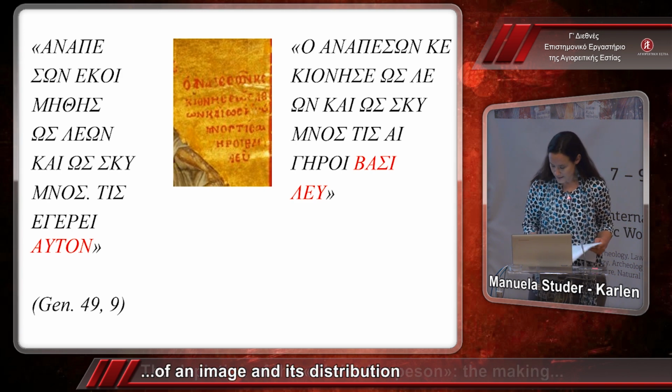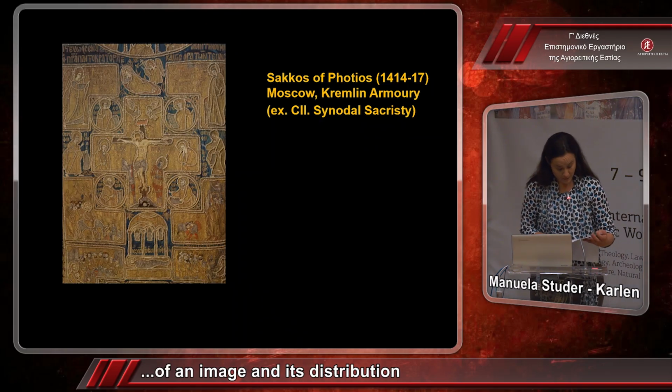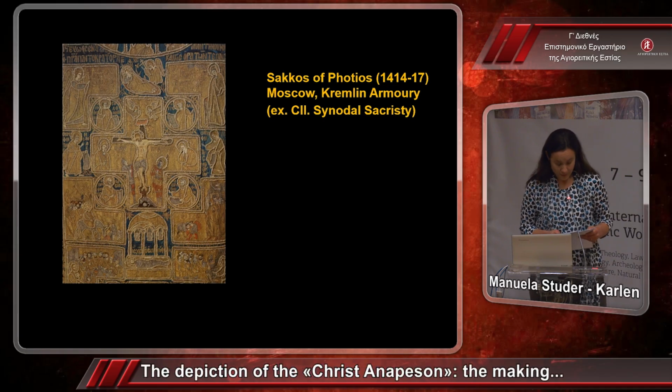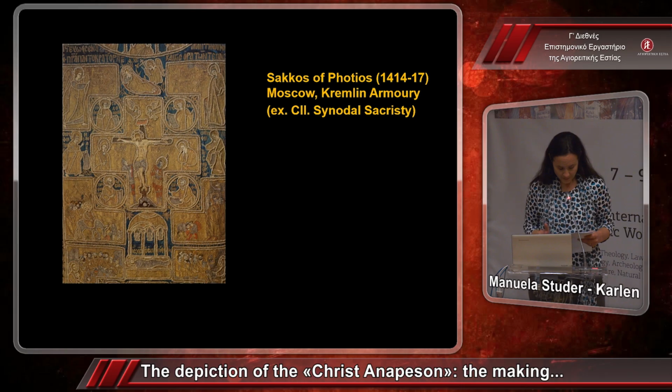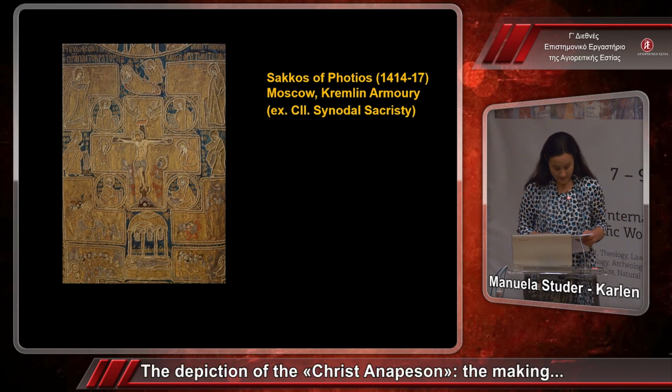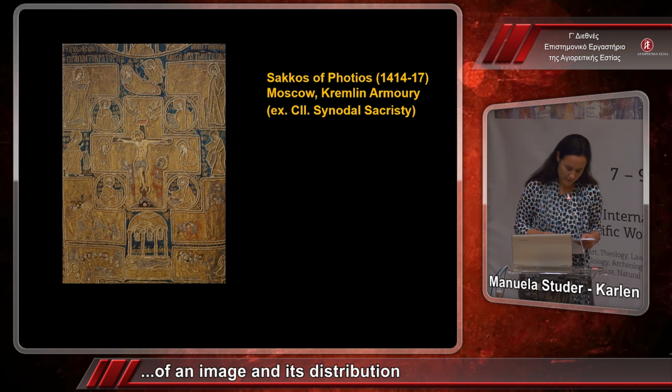The Christ Anapeson also appeared on the front of the Sakos. The location of the picture is well considered because it is placed between the two protagonists of the Annunciation and directly above the crucifixion. The iconographic context reflects the essential connotations inherent in the Anapeson and links the birth or incarnation with the Passion. In addition, the meaning level of the resurrection is accentuated.